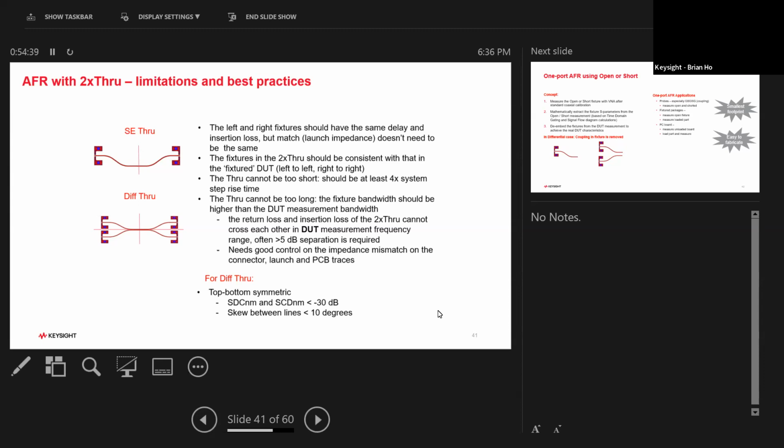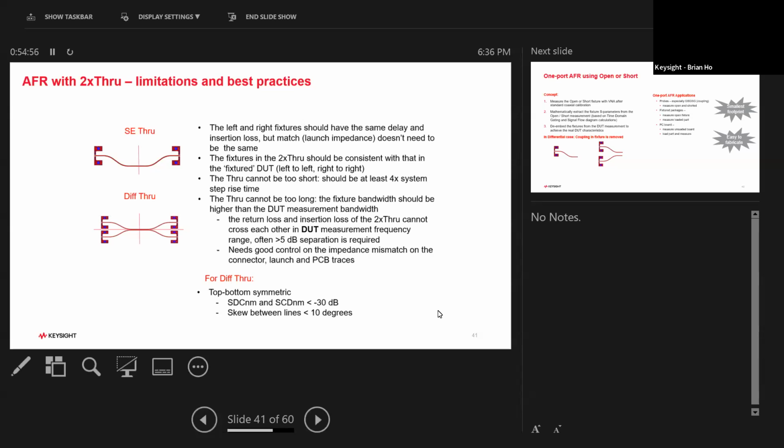One other thing is the requirement for the fixture has to be 4 times the pulse rate of the system rise time, because we're looking at time domain as well. So we have to get a certain amount of measurements for that. So when you do the measurement, you have to think about your bandwidth, right?